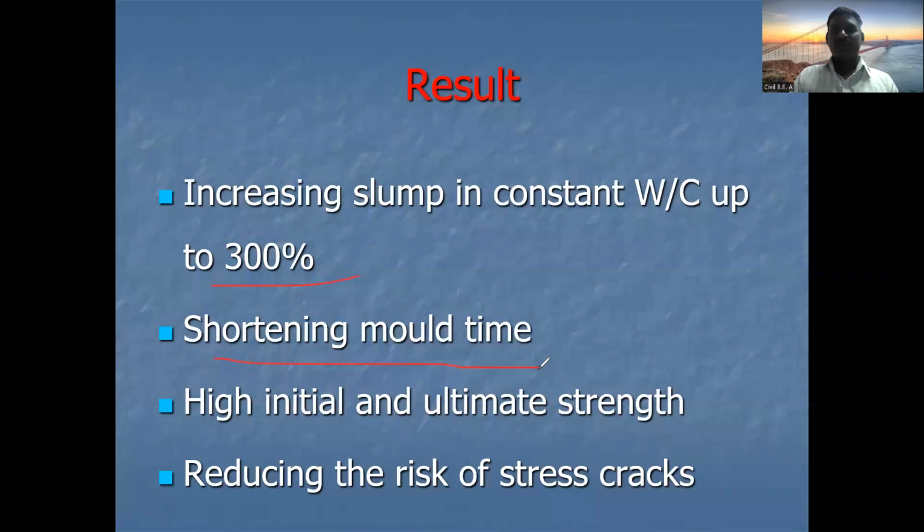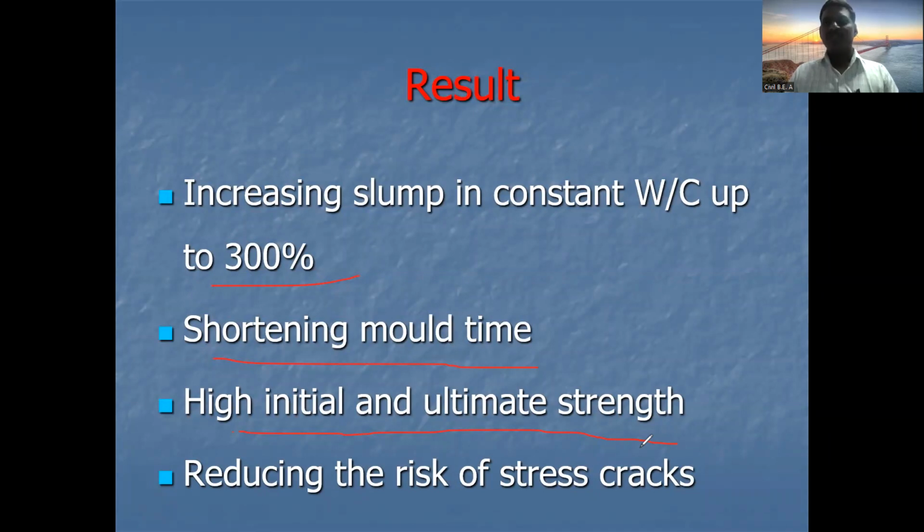So mold time: whatever shape we have given to the concrete. We are casting the column, the beam, the slab, which means we have given shape to the concrete. So the column molds and beam molds time will be shortened. It means the concrete sets early and the molds can be removed. So, high initial and ultimate strength. Initially high strength will be there, and the ultimate strength is also high.